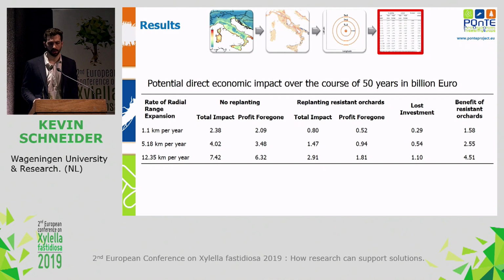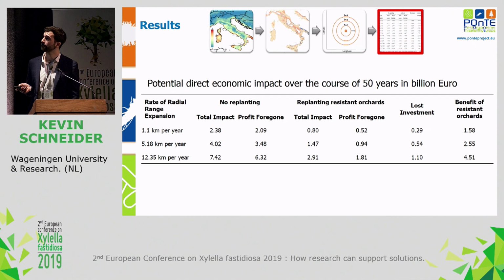Before I continue, I want to also stress one point. Even if we assume a very slow rate of dispersal and we have an economic best case where farmers are able to replant immediately after the orchards die off, we still get quite sizable impacts of around 800 million in net present values.